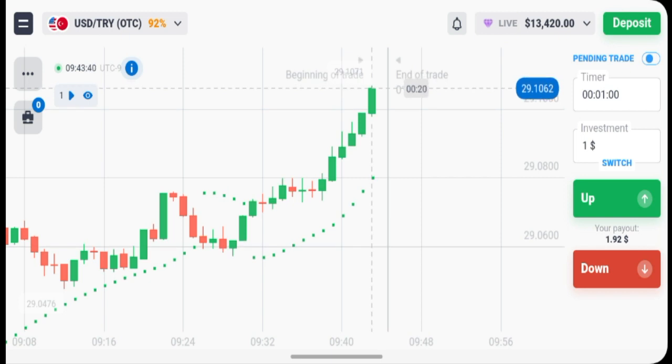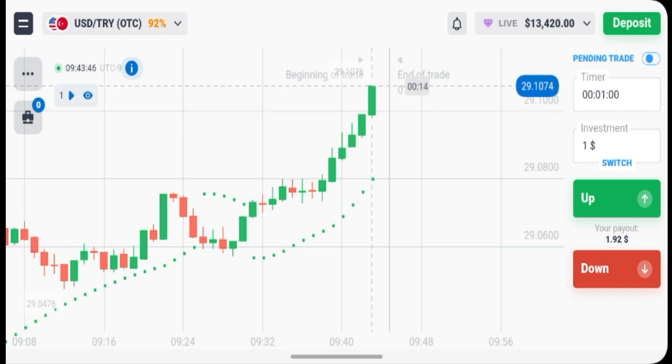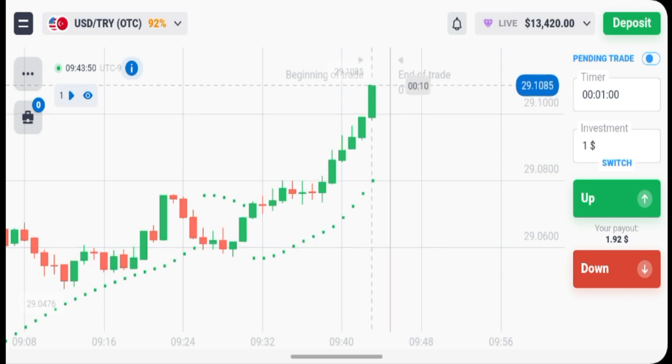If we lose, we double the amount. If we win, we go back to 1. Okay, so it's an 80 cents per minute trading strategy. All right, so let's get to it.